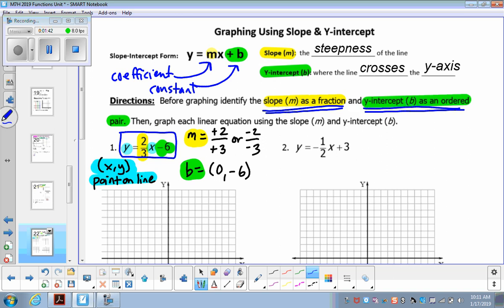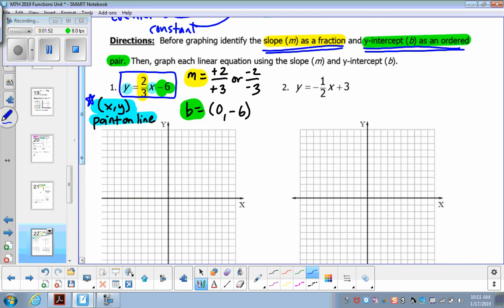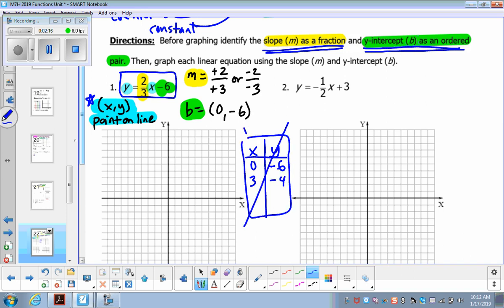I also wanted to remind you that x, y is simply a point on the line. You plug in an x that gives you an output y, and you can plot the point. Now the goal is to be able to do this without needing one of those input-output tables. For example, if we plug in a 0, 2/3 times 0 is 0, and then minus 6 is negative 6. Let's take the number 3. If I plug in a 3, 2/3 of 3 is 2, and then 2 minus 6 would be negative 4.